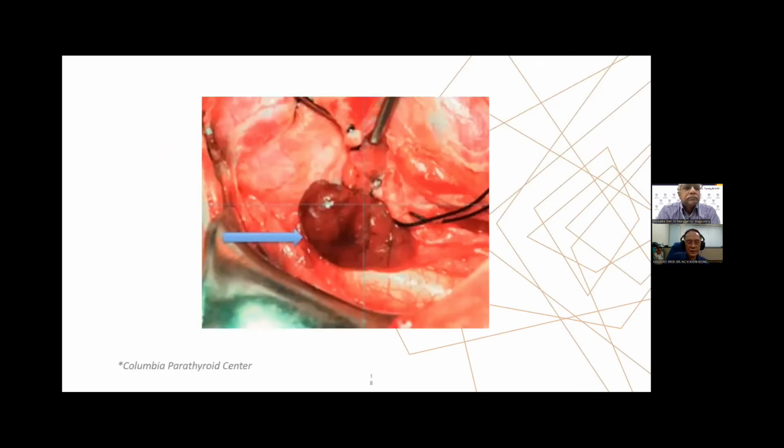So this is what it looks like. This is a huge parathyroid gland. Sometimes they turn out to be this size. If they're this size, then it's easy. You just go in and take it out. Sometimes, most of the time, they are not that big.